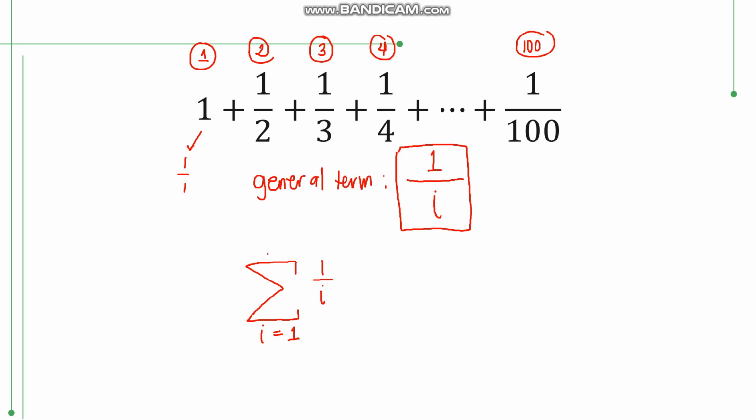Now what will be our upper bound? As you can see, to get the last term, I should be equal to 100, so that we will have 1/100. So that means our upper bound is 100. Therefore, this is now the summation notation or sigma notation of the given series. It's now the summation of 1/I from I equals 1 to 100.